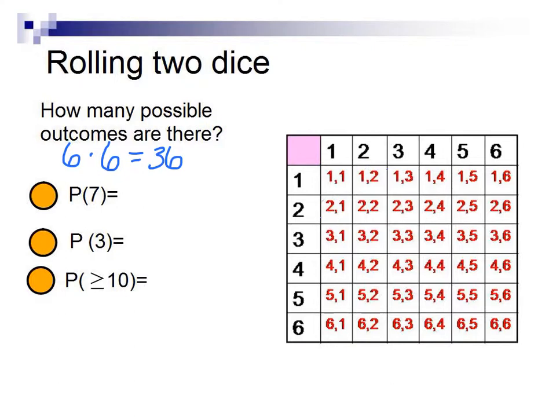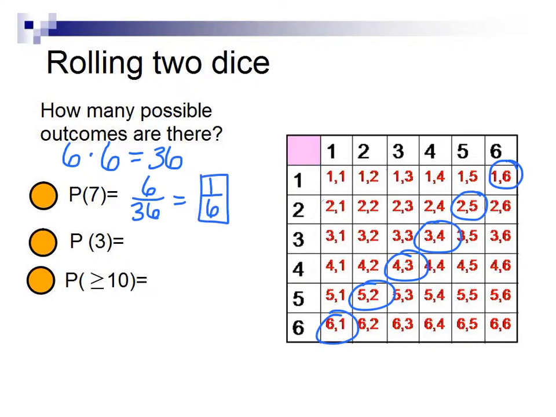All right, so now let's look at some probabilities. The probability that you roll a 7. One of the things I like about this chart is there's a nice pattern to the numbers, the sum of the dice. Here is a 7, here's a 7, here's a 7, here's a 7, here's a 7, and here's a 7. Those are all my 7s. Okay, I've got 6 possibilities out of 36 total, which reduces to a 1/6 probability.